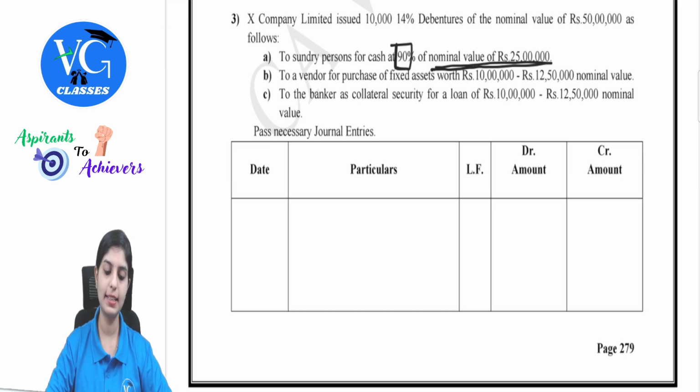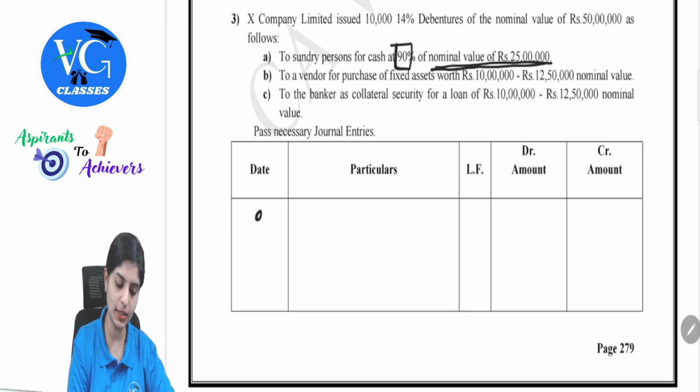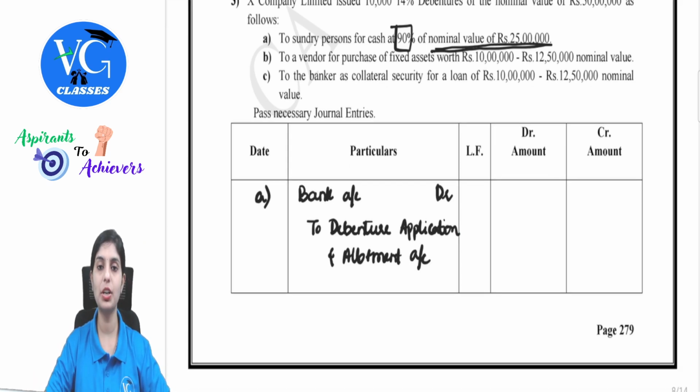So first, let's understand the first entry. See, in this case, there is no separate breakup given, like installments such as application and allotment. So we will combine that and write it as debenture application and allotment, right? We did that in the previous question. So first entry would be bank account debit to debenture application and allotment account.